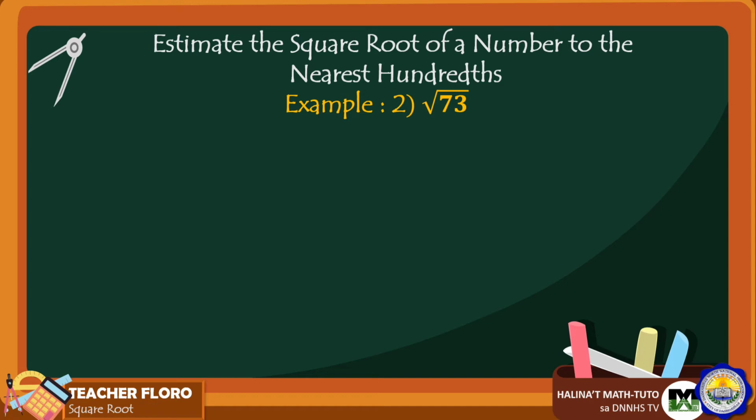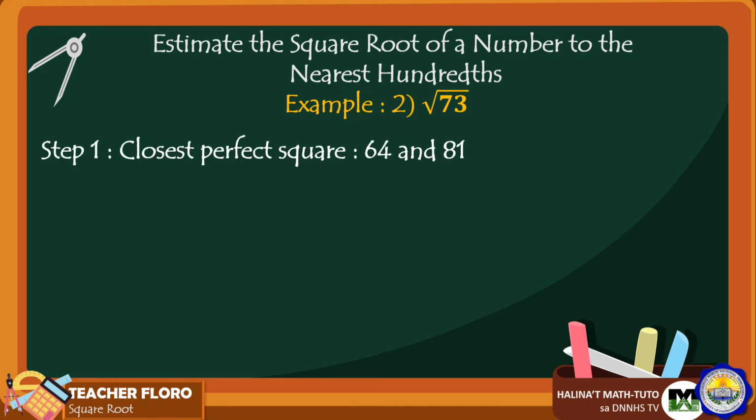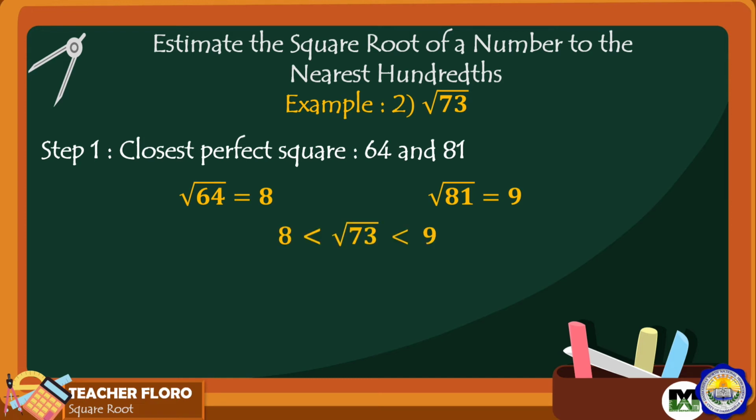Here is another example. Let us estimate the square root of 73 to the nearest hundredth. Step 1. The perfect squares closest to 73 are 64 and 81. The square root of 64 is 8, while the square root of 81 is 9. Therefore, the square root of 73 must be between 8 and 9.